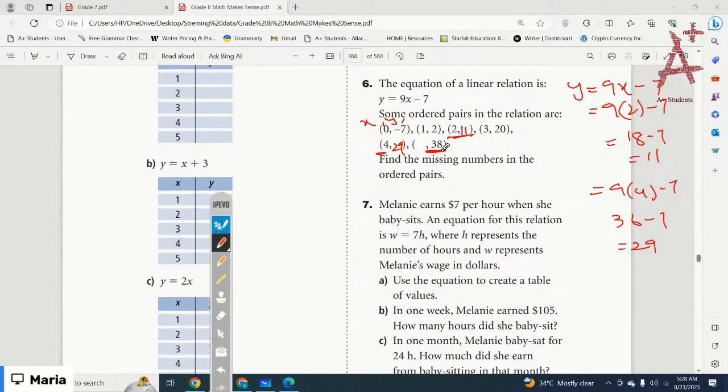You are given the y value here. You have to calculate the x value. Replace the y with 38. 38 equals 9x minus 7. Move 7 to the other side. It would then be added. 45 equals 9x. Divide both sides by 9. So 9 times 5 is 45. So here you have 5. Right?